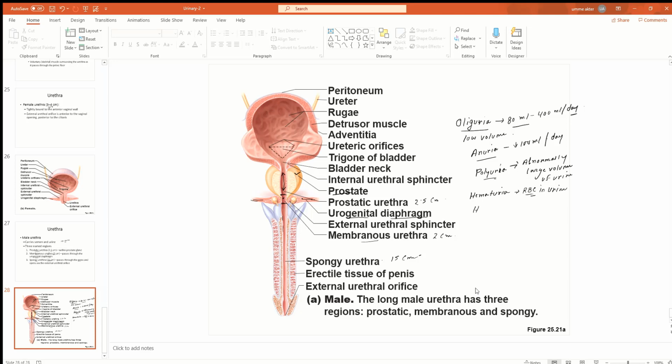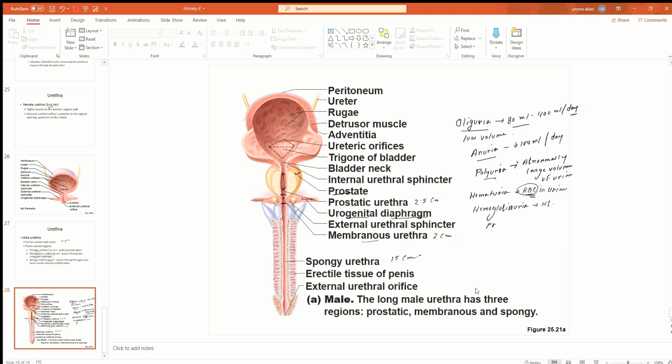Hemoglobinuria. That is another condition, if hemoglobin is found in the urine. Now, in this case, you will not find intact red blood cells, but you will find the breakdown products of the red blood cells. Red blood cell has hemoglobin inside, so you'll be able to detect hemoglobin there.